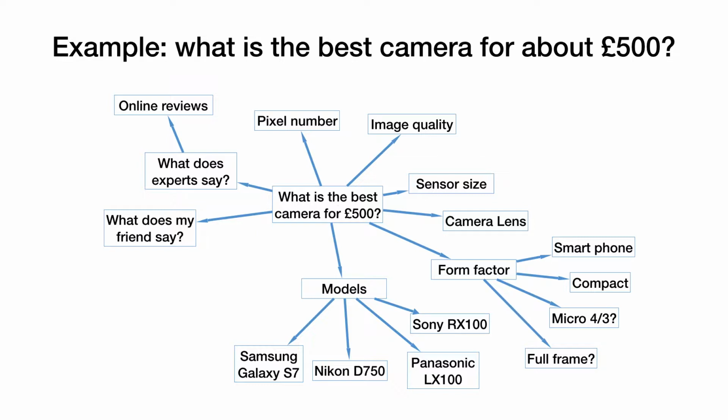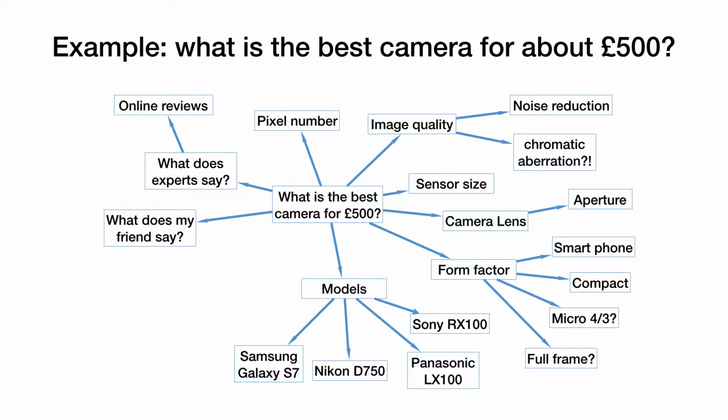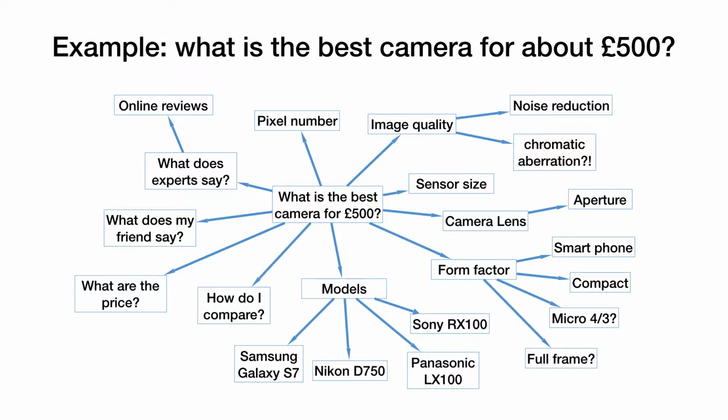And this could happen at any step of the sense making process. For example, for image quality, you might come across terms like noise reduction, and for camera lens, there's something called aperture, and some more obscure terms like chromatic aberration. So each of them will probably require a separate branch of research just to understand before you can proceed. After you understand all these terms, you check the price for all these different models, and finally compare them before you can make a decision.